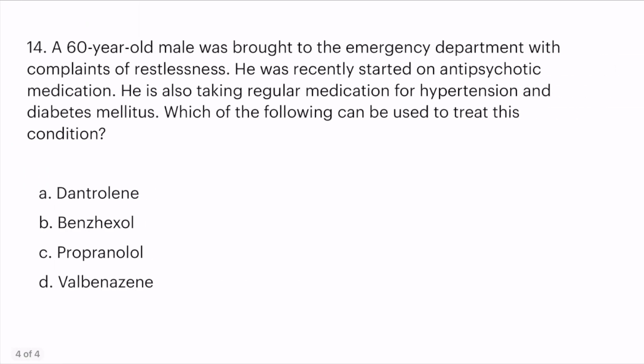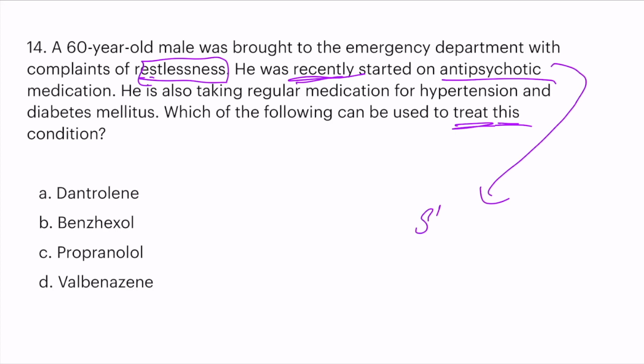Next. A 60-year-old male was brought to ER with complaints of restlessness, and he was recently started on antipsychotics. So he's also taking them for other comorbidities. And which of the following can be used to treat this particular condition? So from this line itself, we can very well see that the condition is due to the side effect of the antipsychotic medications, and restlessness is mostly seen in akathisia.